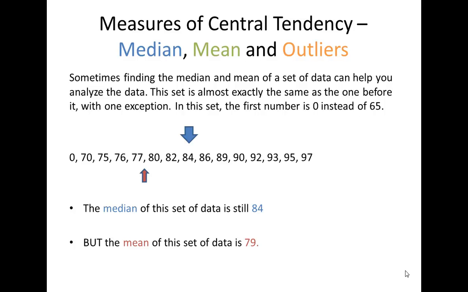But let's look at the mean of this set of data. The mean of this set of data is 79. When there is a big difference between the median and the mean, it's a clue that there might be something inconsistent about the data. In this instance, we might have a statistical outlier, or a number that is not consistent with the rest of the values in our list.